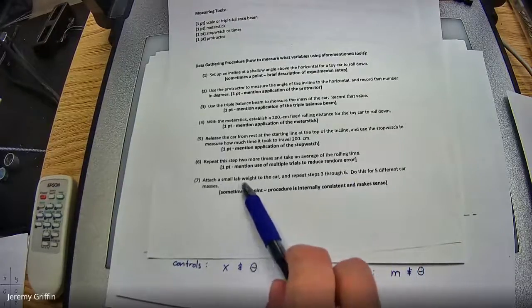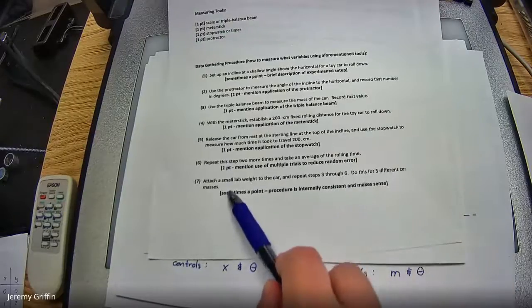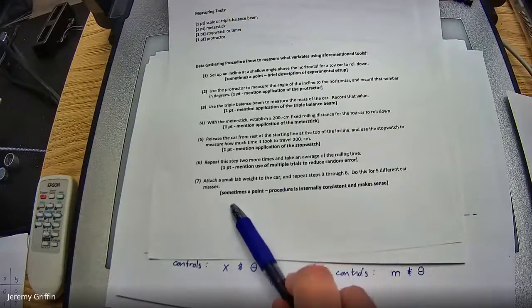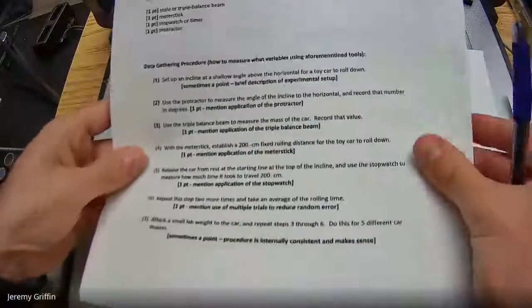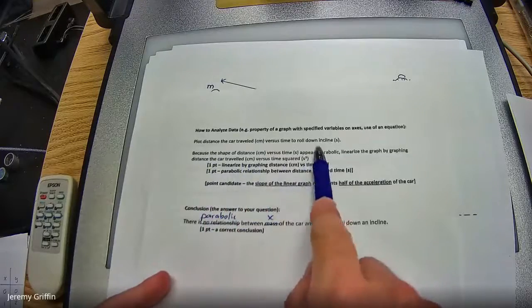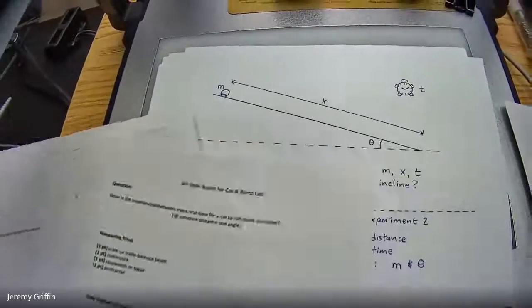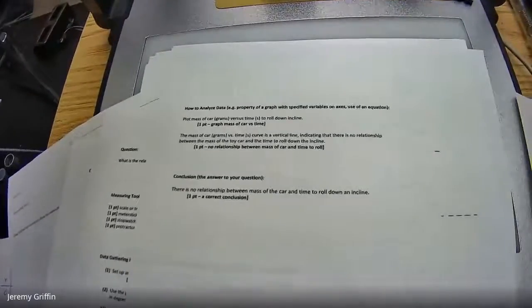Then I've got here, attach a small lab weight to the car, repeat the steps, do this for 5 different car masses, that's showing that mass is an independent variable. Depending on how they score this, that could be a point. I didn't do it on this one, but that could be. Good score. All right, then data analysis.